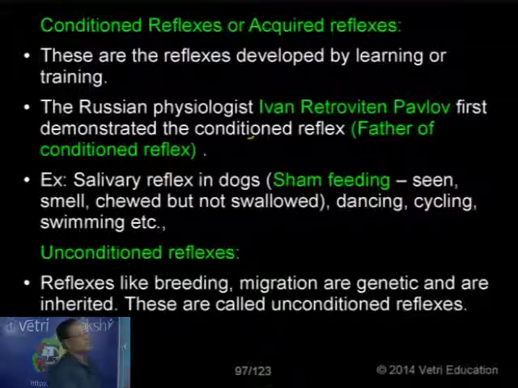It is also an example for sham feeding. What is sham feeding? The term refers to when a person is seeing the food, smelling the food, chewing the food, but not swallowing the food. So sham feeding is a process in which the food is seen, smelled, and also chewed but not swallowed. That is why the salivary reflex in dogs is an example for sham feeding, not considered as bell feeding. Sometimes it may be given in the question paper like that.